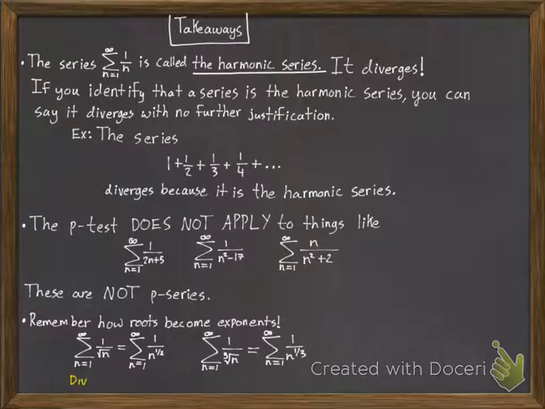So with both of these, I can apply the p-test. This first one is going to diverge because square root is 1/2 power, and 1/2 is less than 1, so that diverges by the p-test. And the same thing for this other one. Cube root, 1/3 power, is going to diverge because my power is 1/3, and 1/3 is less than 1.